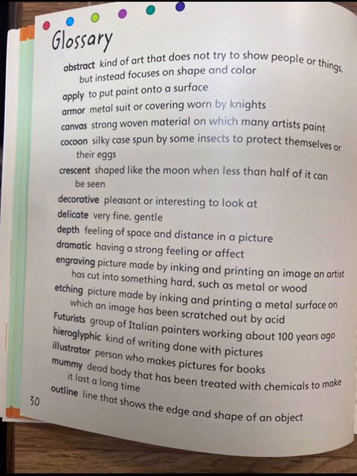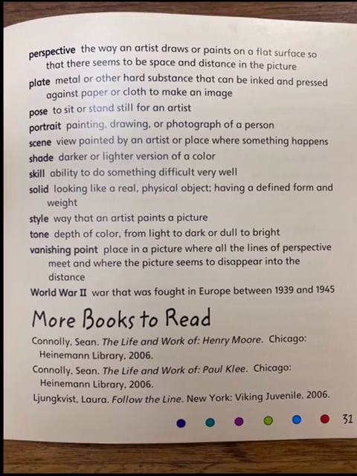Engraving, picture made by inking and printing an image an artist has cut into something hard, such as metal or wood. Etching, picture made by inking and printing a metal surface on which an image has been scratched out by acid. Futurist, group of Italian painters working about 100 years ago. Hieroglyphic, kind of writing done with pictures. Illustrator, person who makes pictures for books. Mummy, dead body that has been treated with chemicals to make it last a long time. Outline, line that shows the edge and shape of an object.